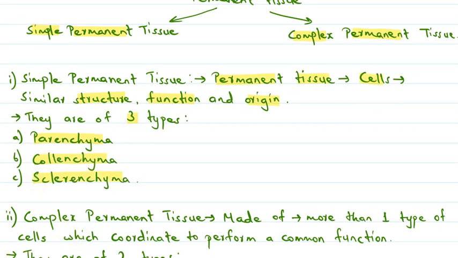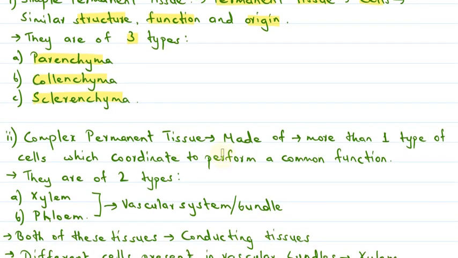Then we also talked about the complex permanent tissue. It is a tissue that consists of several kinds of cells, but all of them function together as a single unit. This tissue is made up of more than one type of cells, and these cells coordinate to perform a common function. This complex permanent tissue is again of two different types: xylem and phloem.